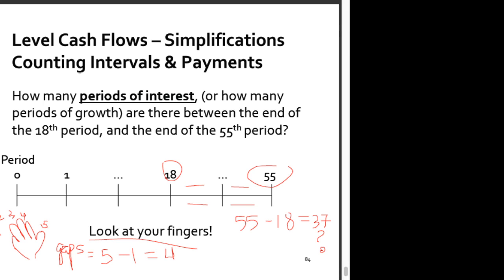Okay, so that's what you're doing. So remembering your fingers, if you want the periods of interest or the periods of growth or inflation, it's going to be the gaps in between. So it's just the 55 minus 18. So that's pretty straightforward.